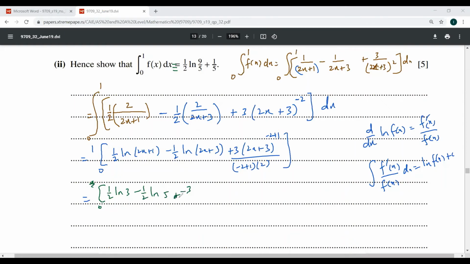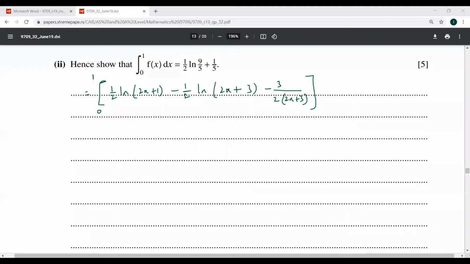This is minus 3 over 2. And when you put 1 here, over 5 here, okay? And then minus, when you put 0 here, this is going to be half ln 1, which is 0. This is 0 minus half ln 3. And then when you put 0 here, this is minus 3 by 2 over 3 here. Just write it down. This will go. So this is what we had before this disconnection took place.